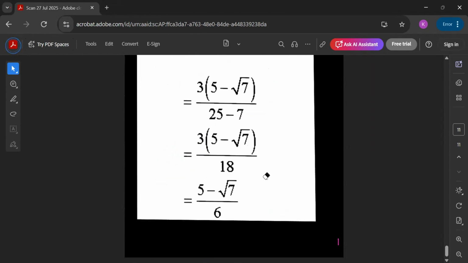One thing, let me quickly explain how we are getting this 6. 3 ones are 3, 3 fives are 15, so 6. That is how we are getting this 6. 3 was outside the bracket, so that's why we can cancel it.